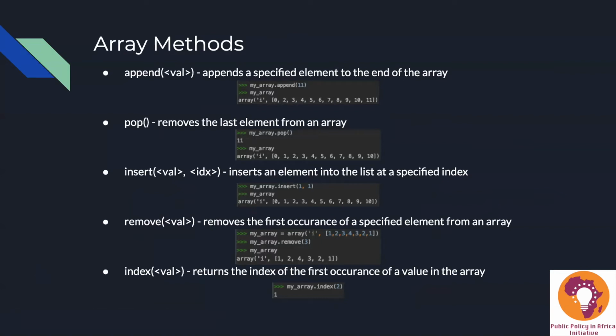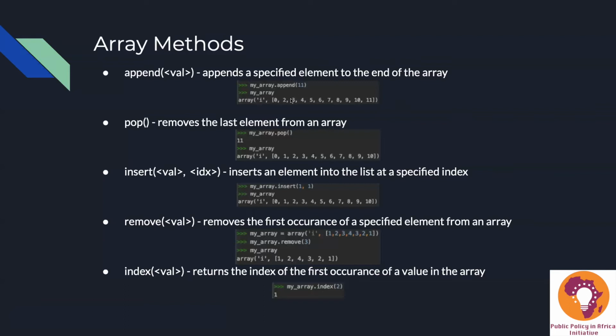Okay. So array methods, there are a number of methods that arrays have. These are just a few of them. So you can use the append method. The append method requires a parameter, and the parameter is just a value. It's the value you want to append to your array. And it appends the specified element to the very end of your array.